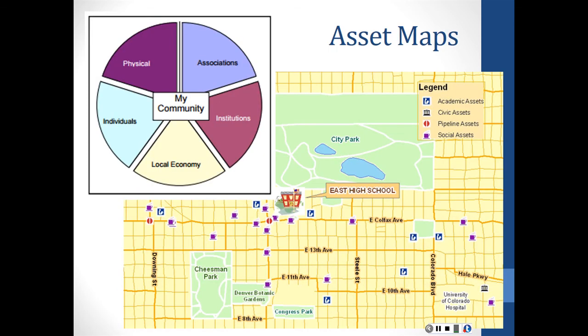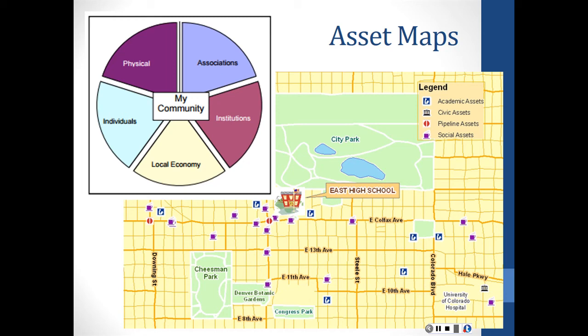And a community asset map can be a physical map where you map out where are all of the social assets. So this little map shows all of the social aspects. Where's the city park? Where's the high school? Where are the academic assets, such as a library or a school?